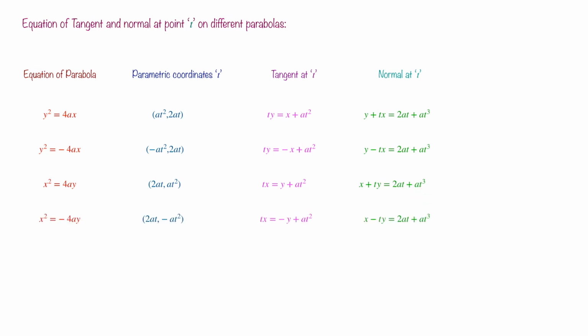Okay. Here at a point t, that is, at the point (2at, -at²), which is a parametric form for this parabola x² = -4ay, the tangent at the point (2at, -at²) is going to be tx = -y + at², and the normal is going to be x - ty = 2at + at³. Okay.